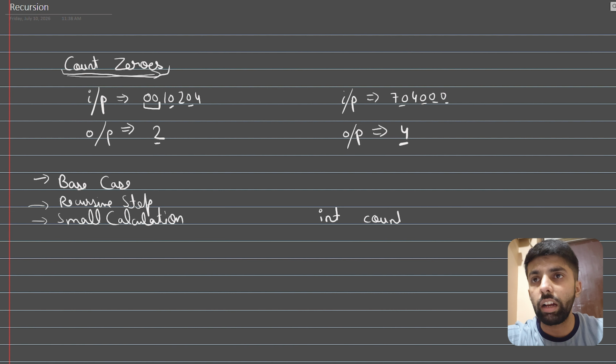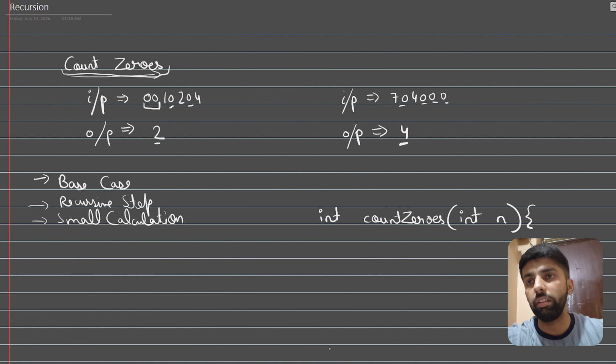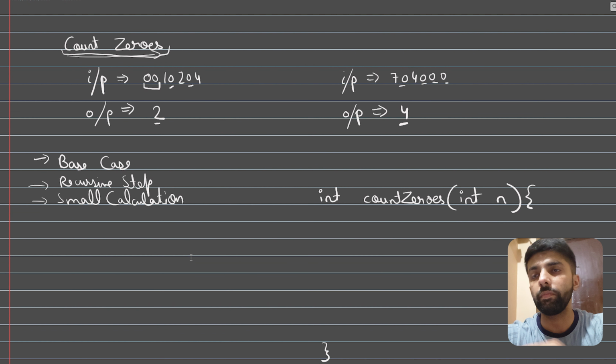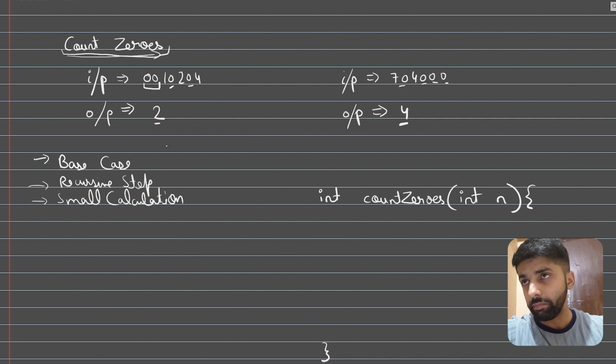We have count zeros. Then we will get a number as an input. We will discuss the base case later. Let's first see what we have as a recursive step.